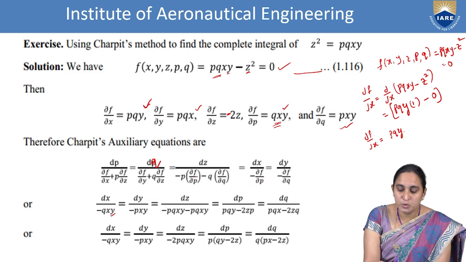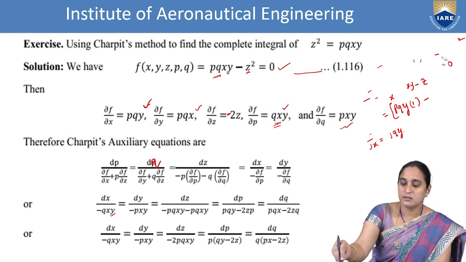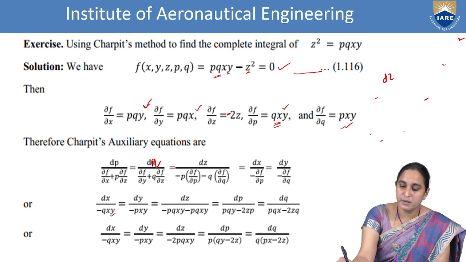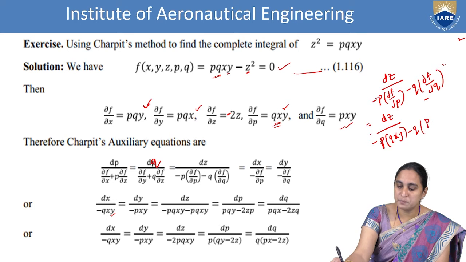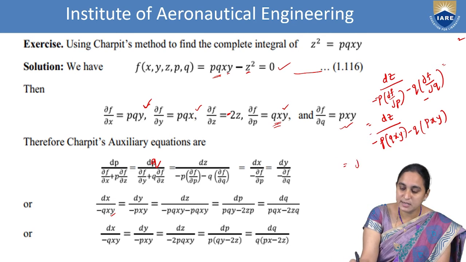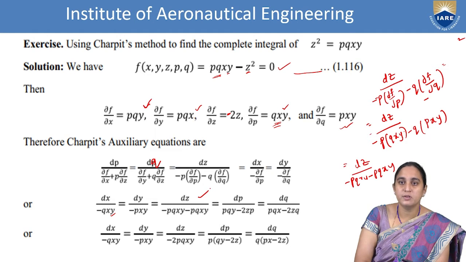Minus p into ∂f/∂p. I'll calculate that one here. dz by the formula: minus p into ∂f/∂p minus q into ∂f/∂q. That is dz by minus p into what is ∂f/∂p here? That is qxy. Minus q into ∂f/∂q, which is pxy. This is dz by minus pqxy minus pqxy. After substituting that, we got minus of pqxy minus pqxy.